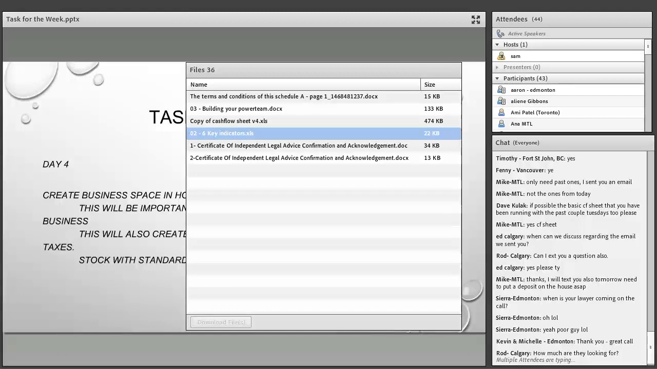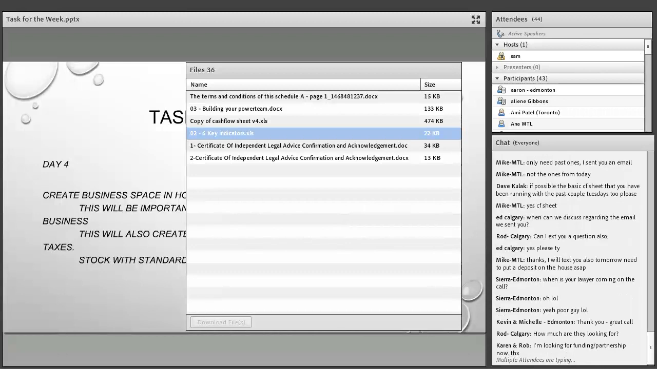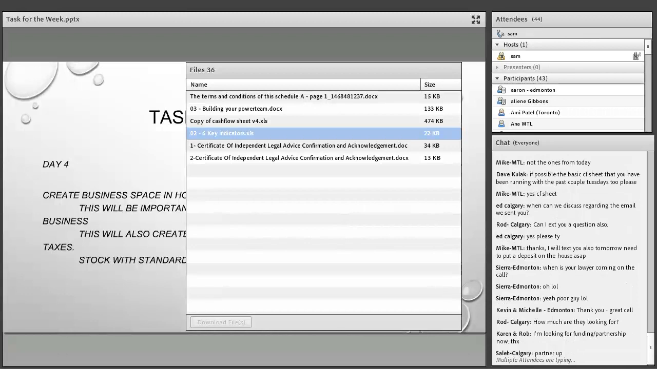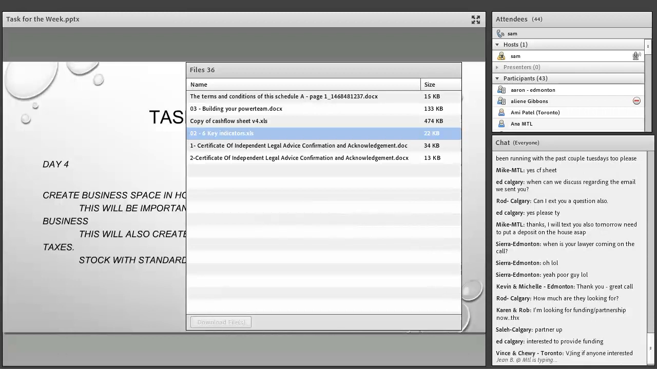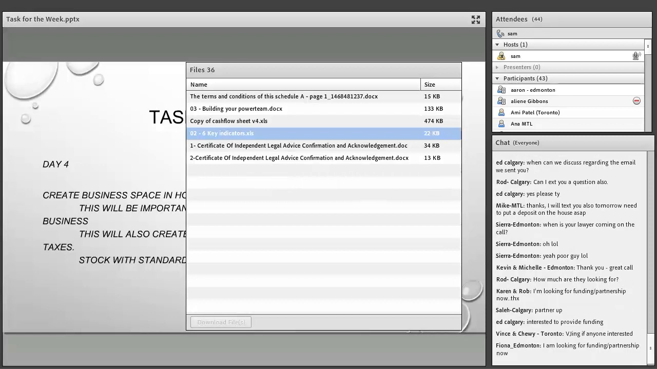Well, we're going to come back to that, Rod, in one second. First, let's just see who's looking to partner up or looking for money. Let's start there. Who's looking for money right now? I'm looking for funding partnership. Okay, so Karen and Rob. Okay. Who else? Partner up. Okay. Oh, you want to partner up, right? Interested to provide funding. Okay, gentlemen. Yep, both you guys partner up and are interested in providing funding. I know you are. Anyone interested in a venture partnership?